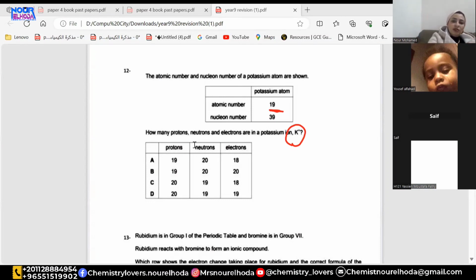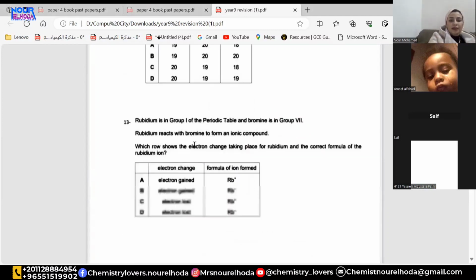If the atomic number is 19, this means the protons are 19, but I lost 1 electron. So which one should I choose? Bravo. Correct. So I'm going to choose A, because the protons are 19, but I lost 1 of the electrons. So it's going to be A, 18. How do I get the number of neutrons? For the number of neutrons, you subtract this one from this one. And that's it. Next.